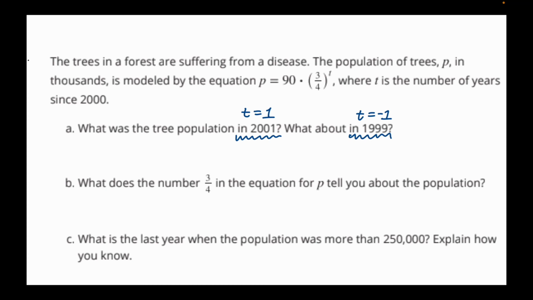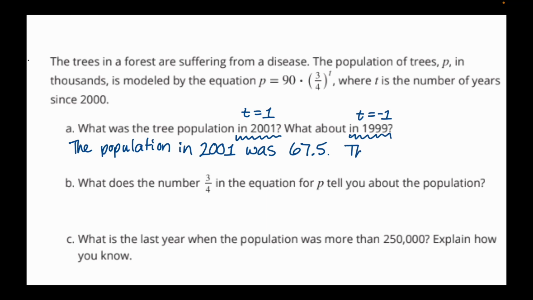We'll use 90 times 3 over 4, and we'll raise that to the power of 1, which is going to be 67. We'll say the population in 2001 was, and then this is 67.5. And this is in thousands, so we're allowed to use fractions because they're measuring this in thousands.